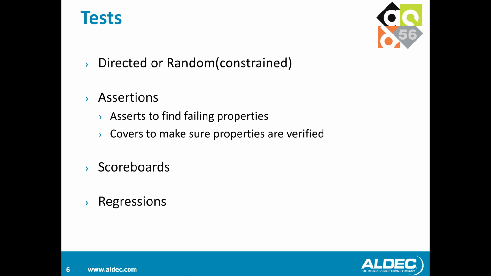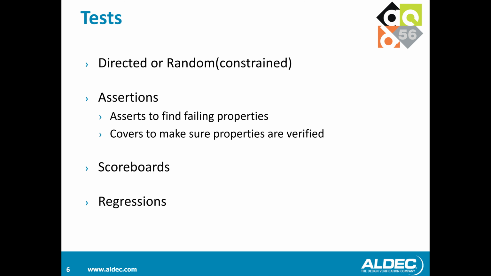Then there are directed and random testing. Directed means passing the test vectors to the stimulus ourselves by giving the values to the design inputs, while random testing means declaring variables rand or randc. Rand simply declares them random, and randc makes sure that the values are not repeated.